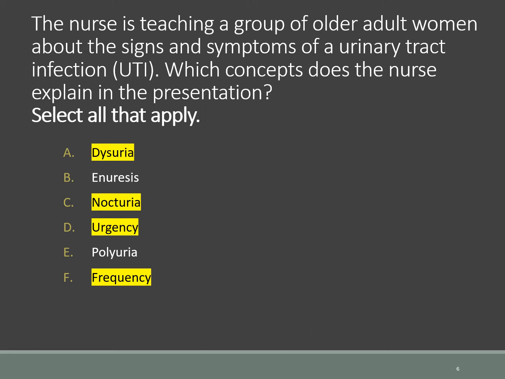Dysuria means difficult or painful urination. Enuresis is another word for bedwetting. Nocturia means frequent urinating at night. Urgency means having the urgency to urinate quickly. Polyuria, as you may remember from the diabetes lecture, means increased amounts of urine production. And lastly, frequency. These are symptoms of UTI, the ones that are highlighted.